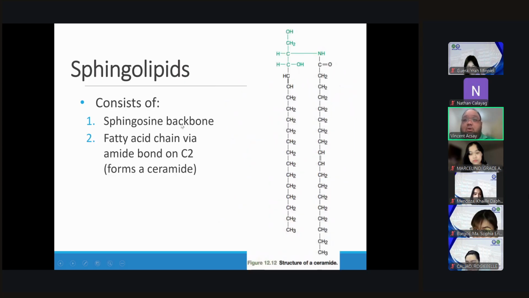Of course, to become a sphingolipid, a fatty acid chain will be attached via an amide bond. Your NH2 will become NH, connecting to a carbonyl carbon to form a ceramide. Typically, what attaches here to your sphingolipid is an unsaturated fatty acid. So if you notice again, you have your sphingosine head, and similarly, two long hydrocarbon tails.